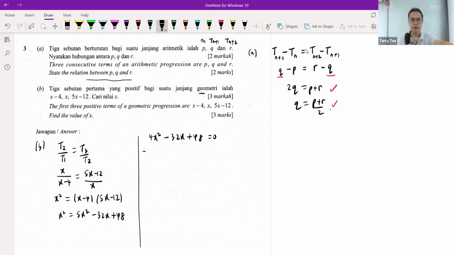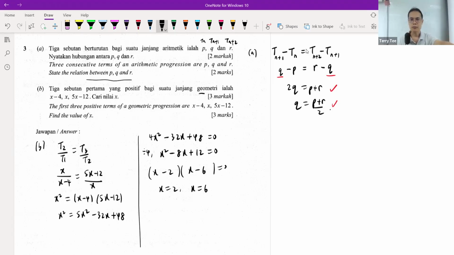We can divide everybody by 4. As you divide by 4, this will be 8. This will be 12. Now, let us factorize. You have 2 answers here. One of them is 2. Another one is 6. Yeah, factors of 12 are 2 and 6, and they add up to 8. So your x is either 2 or 6.